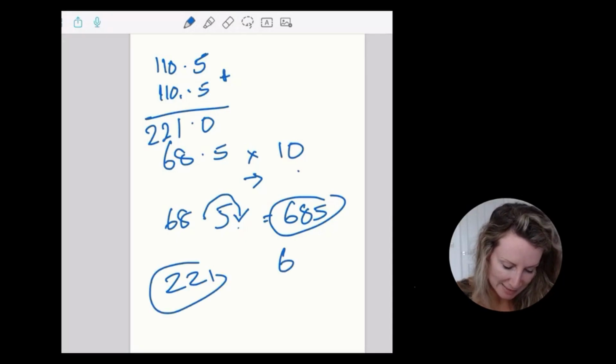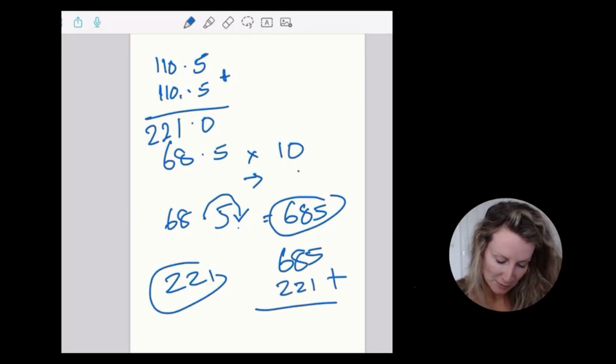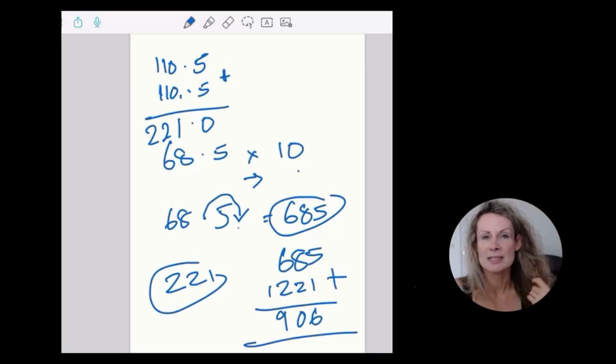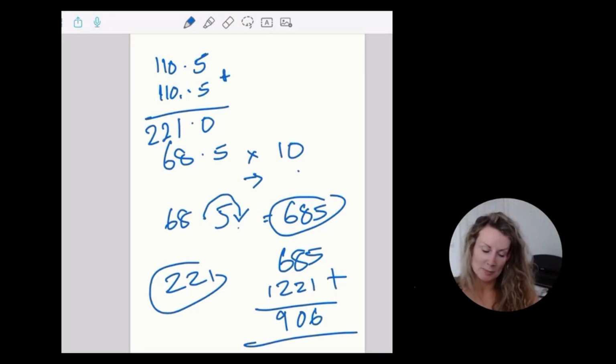So we're going to have 685 and 221. 5 add 1? 6. Yep. 8 add 2? 10. Nought down, 1 up. 6, 7, 8, 9. 906. Okay.